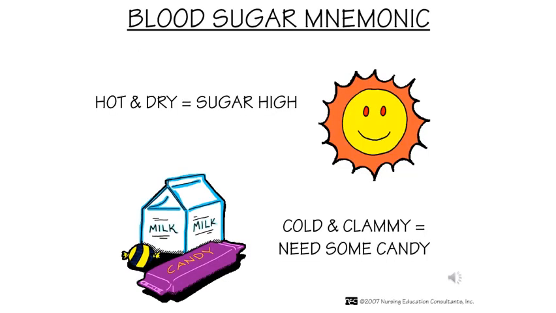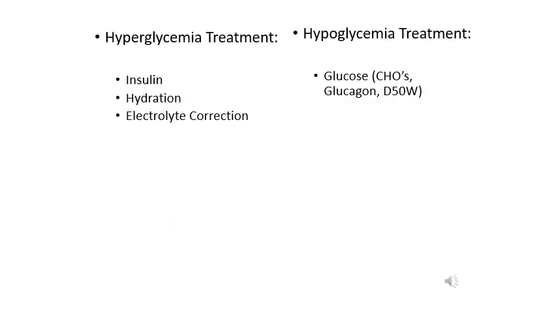Just another one of the creative memory notebooks for remembering hypo versus hyper. Now again, we just talked about hyperglycemia treatment in talking about treatment of DKA and HHNS. If somebody's hyperglycemic, their main treatments are going to be insulin, hydration, fluid and electrolyte replacement.